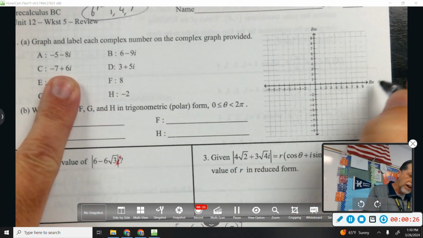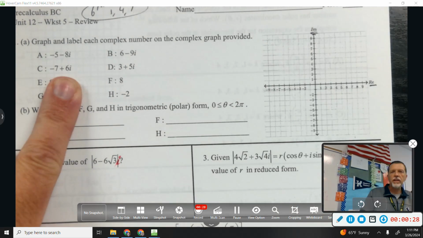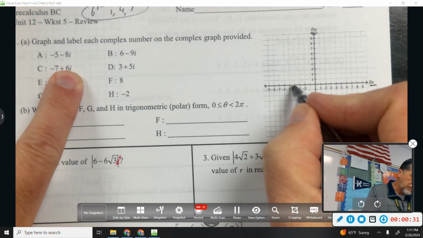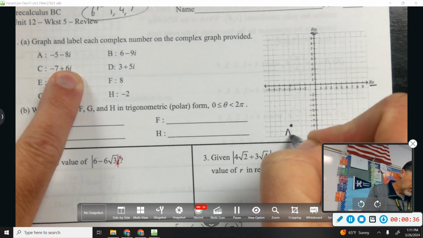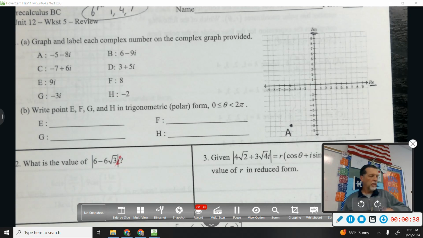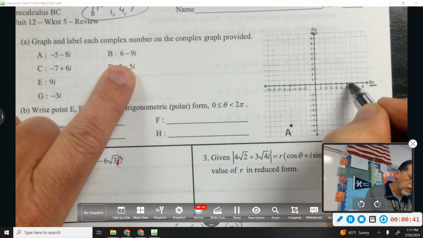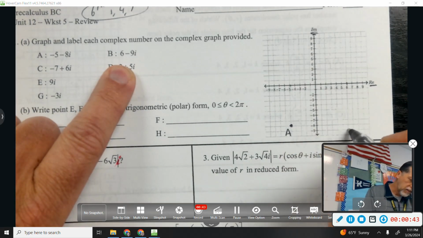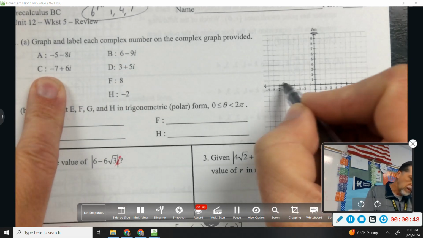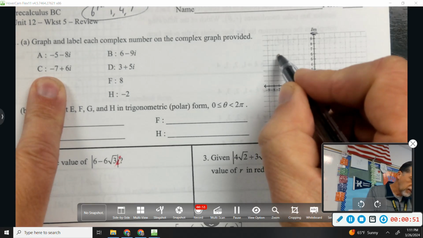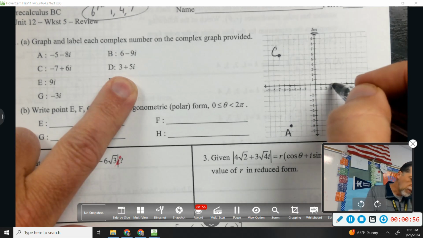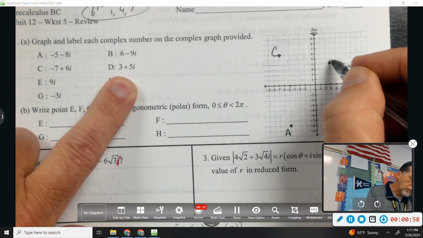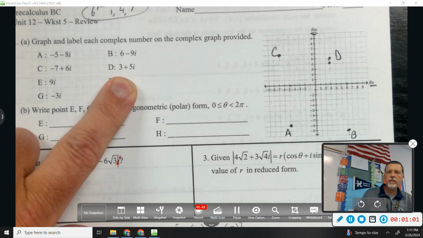So that's even got them labeled here, real and imaginary. So we'll go back 5 and down 8. So there's point A. 6, negative 9. So right 6, down 9. Negative 7, 6 is point C. Over 3, up 5, or point 5 for point D.